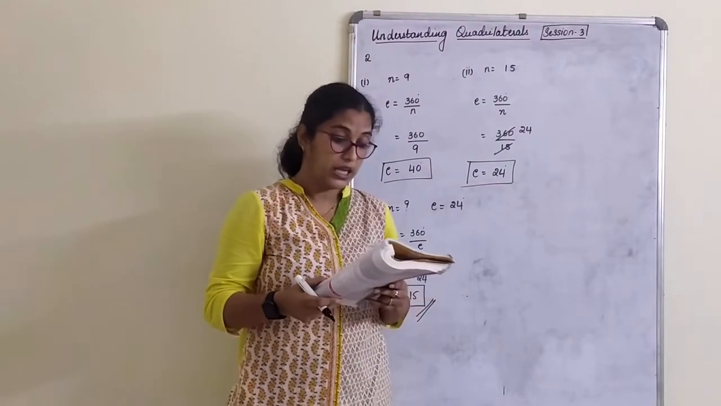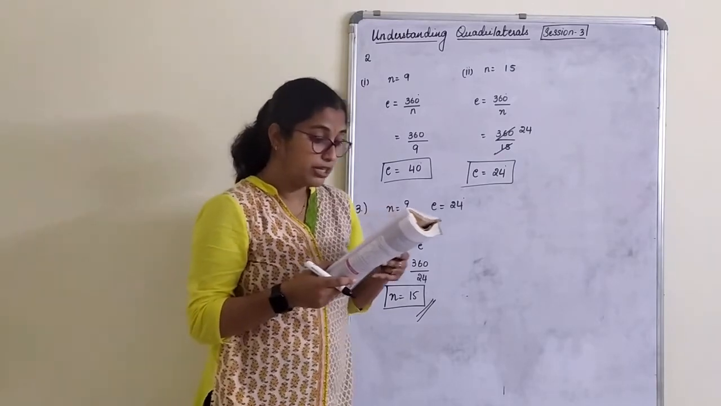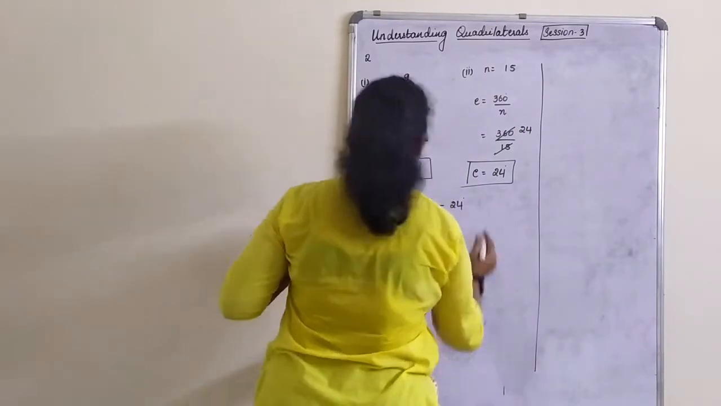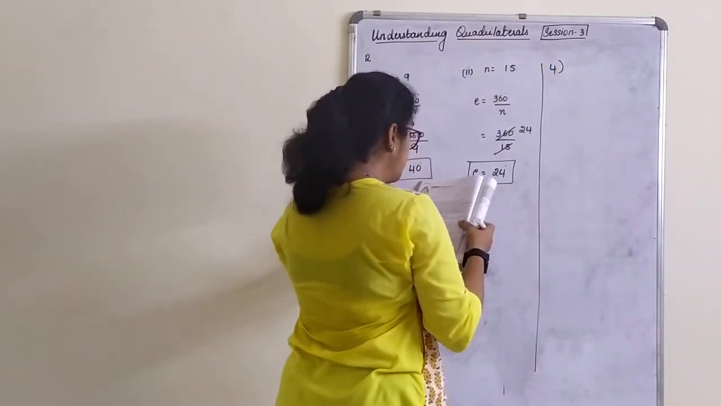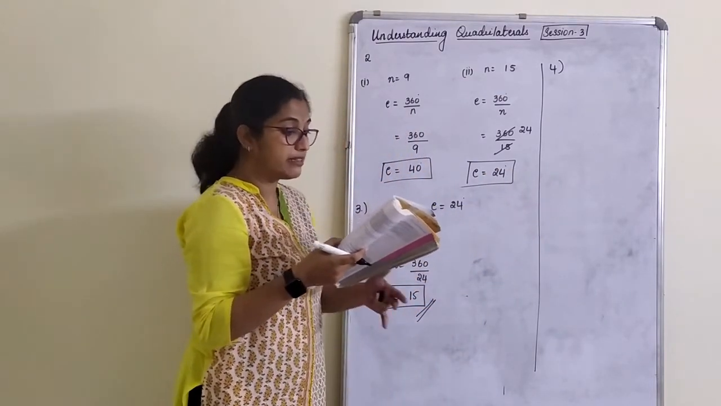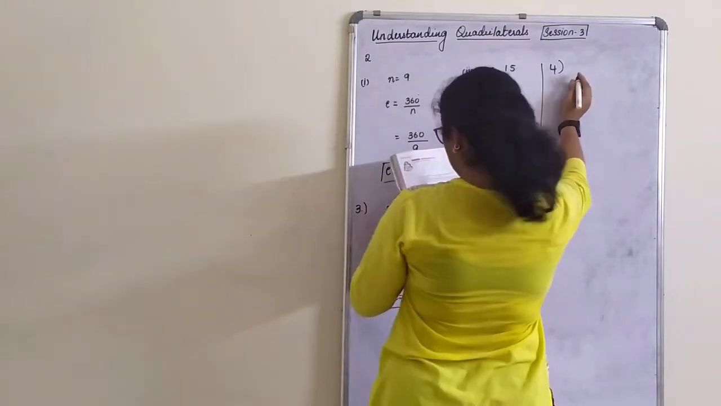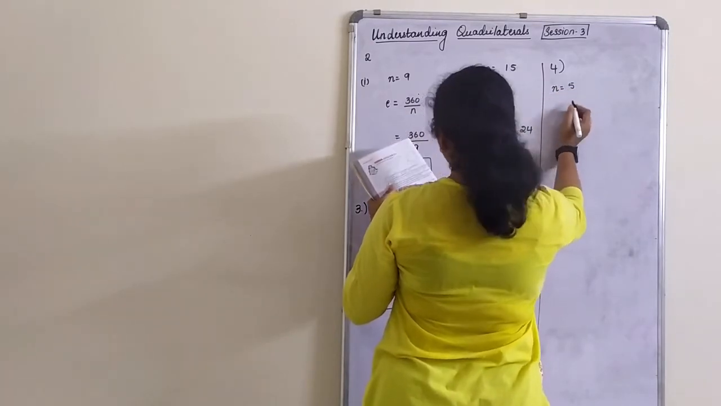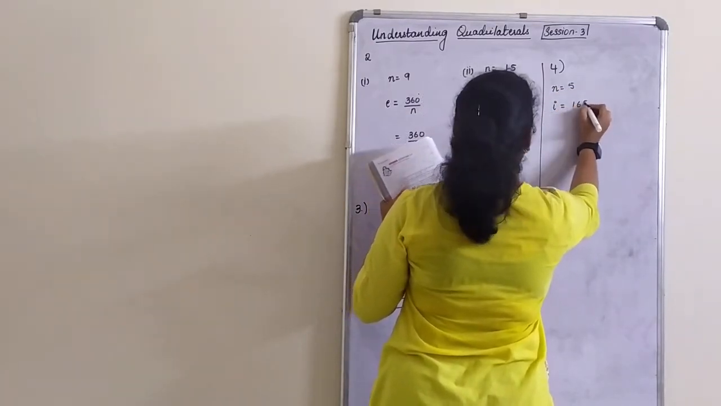Okay. Next one. How many sides does a regular polygon have if each of its interior angles is 165 degrees? Now let us assume the question and write: how many sides, n is equal to, if each of the interior angles is 165 degrees.